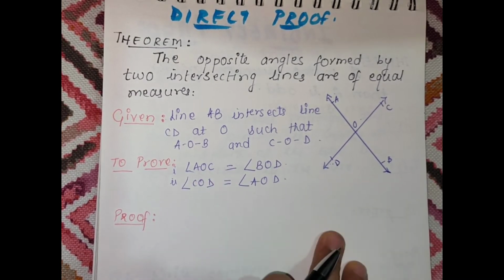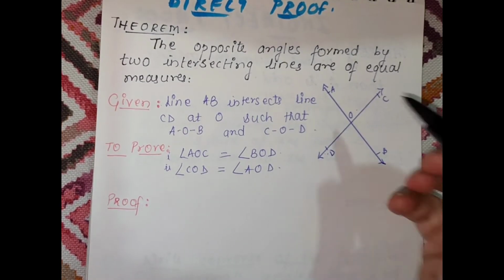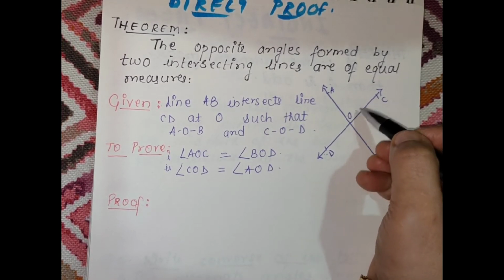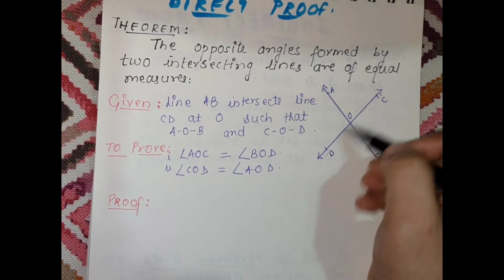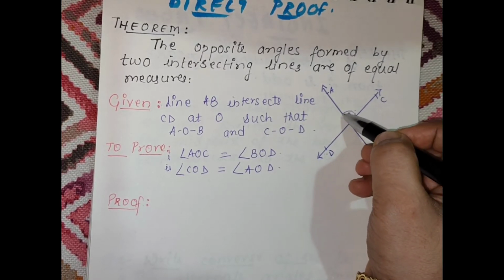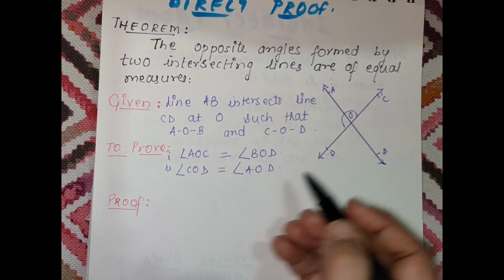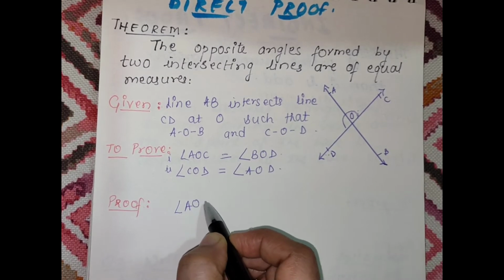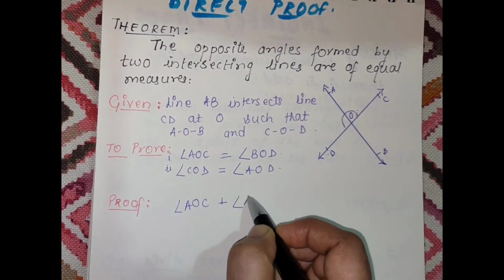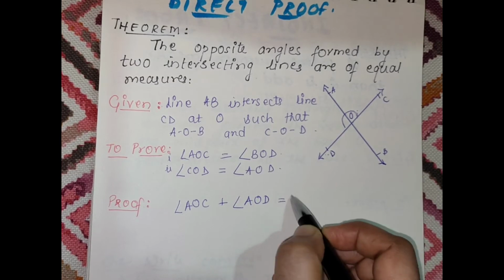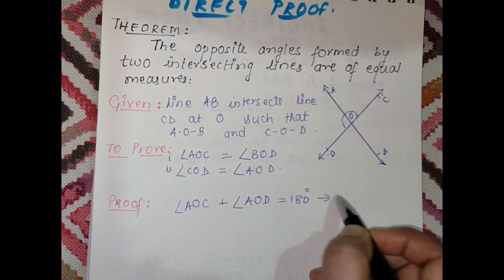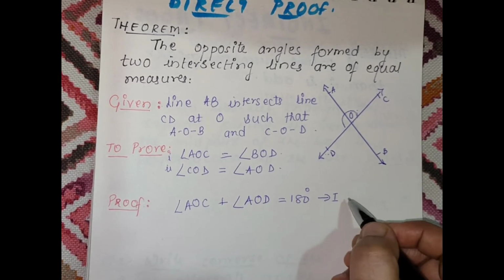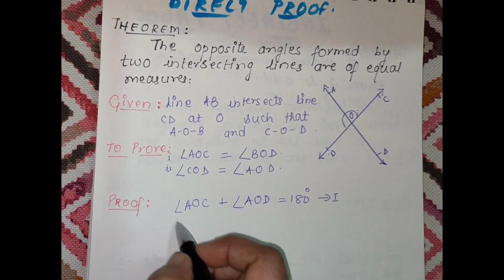Now the proof. In the proof, we see that they are collinear, so the angles form a straight line, forming a linear pair. See here, they are forming a linear pair. So first, angle AOC plus angle AOD is 180 degrees. Equation number 1. And here we write the reason: angles forming linear pair.